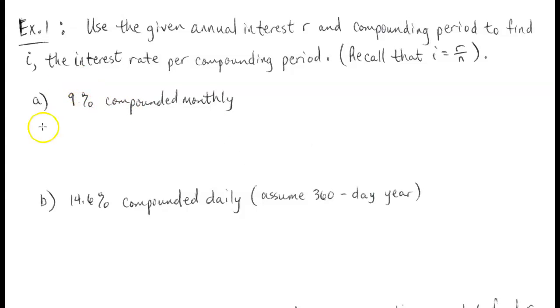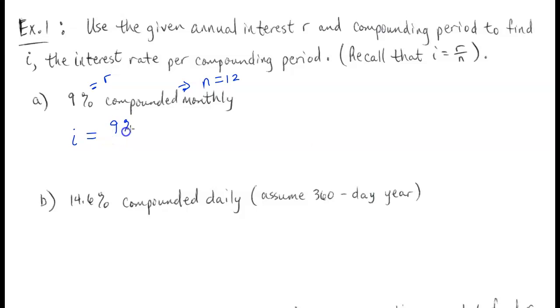So first, we want to figure out what is going to be our interest rate here. What is going to be the interest rate per compounding period if I have 9% annual interest rate compounded monthly. So what this means here is that this is our R, and compounded monthly here means that N is going to be equal to 12.